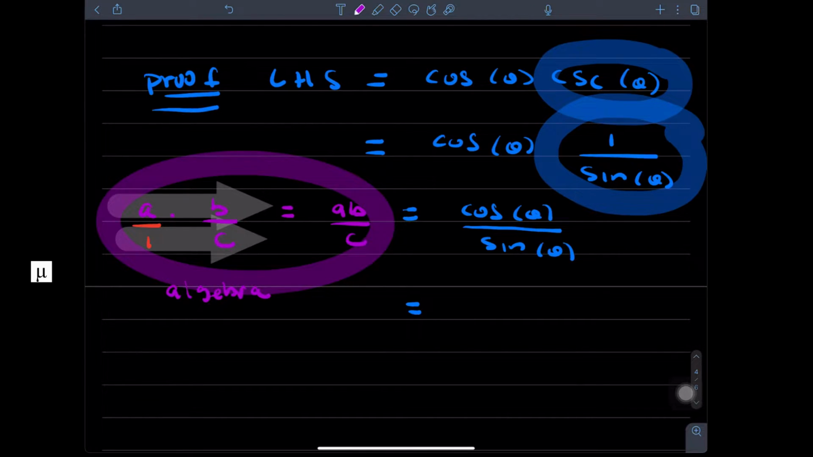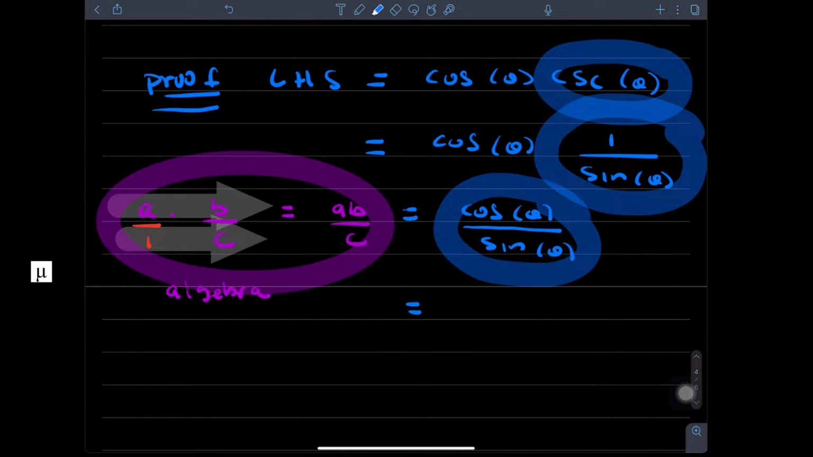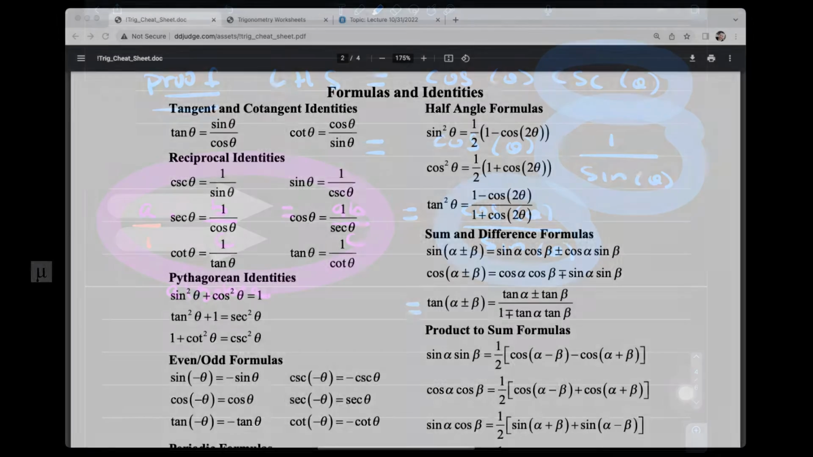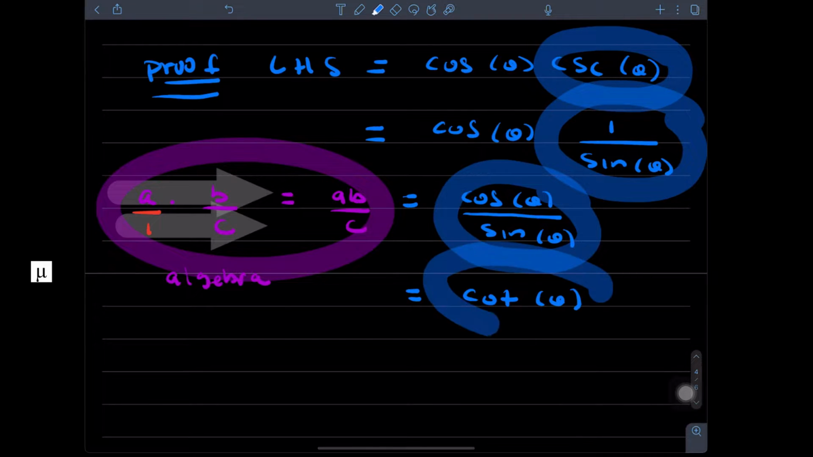Okay, what comes next? Do you guys realize? Well, what is cosine over sine, right? If I go back, I have cosine over sine. Look at the top upper left. Tangent is sine over cosine, and cotangent is cosine over sine. And you want to know something? You might say, can I replace that fraction with cotangent? And the answer is what? Yes. These are equivalent, ladies and gentlemen.